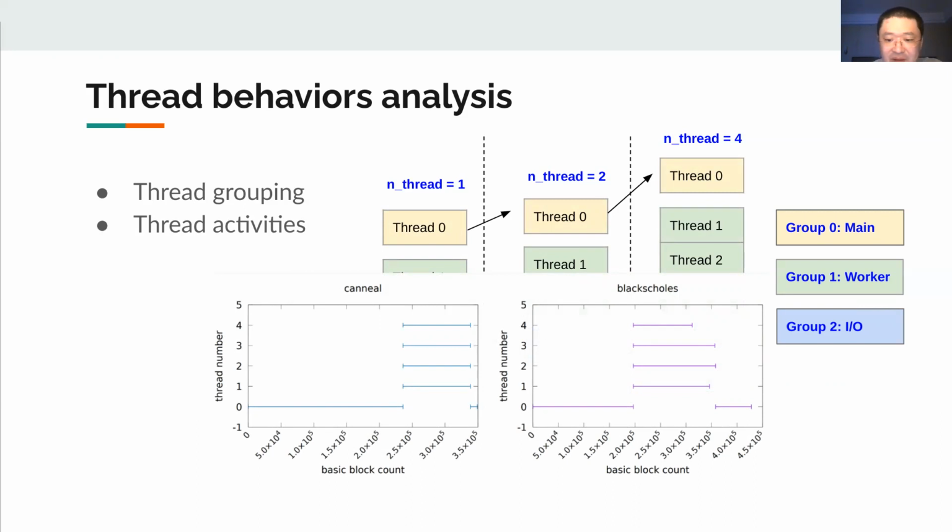To summarize, with the information of block hotness and thread activities, FADATest is able to generate a test program with higher testing efficiency. Now, let's take a look at how a test program is generated.